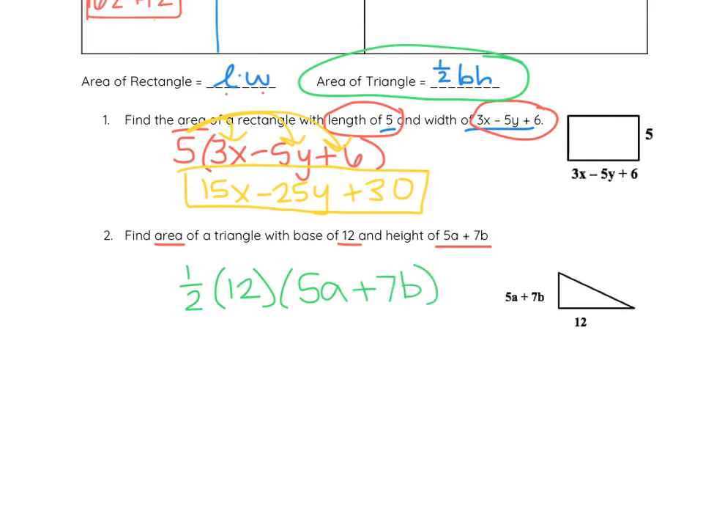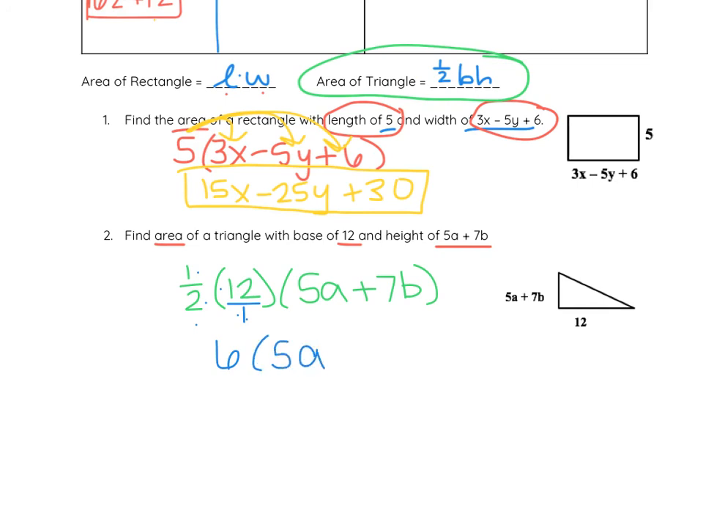And I'm just going to go in order here. Before I distribute, I'm going to do 1/2 times 12. 1/2 of 12 is 6. You could also think about it like this, and then it ends up being 12 over 2, which is still 6. So I like to think of 1/2 of. A lot of times that seems a little bit easier.